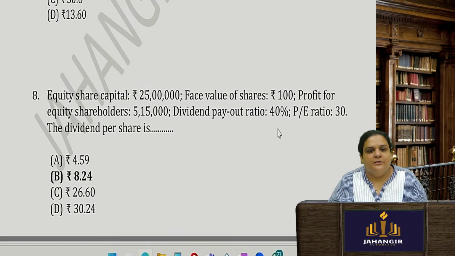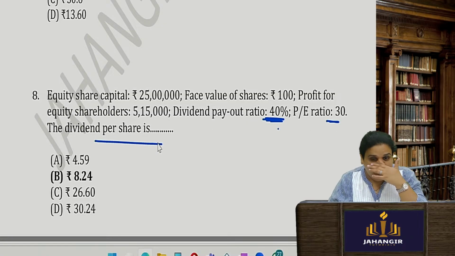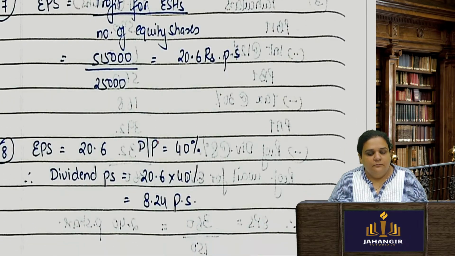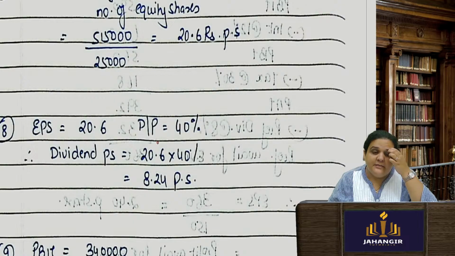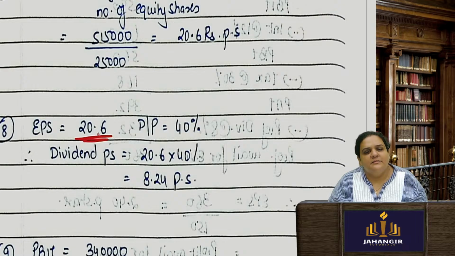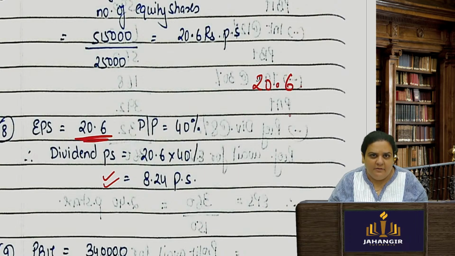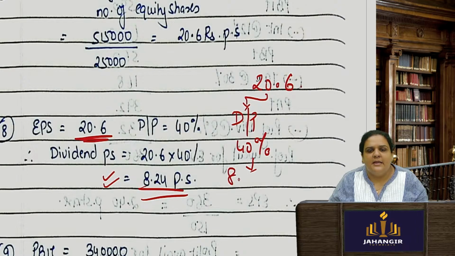Keeping this same information, dividend payout ratio is 40%. Price earning is 30 rupees. What will be the dividend per share? Dividend per share will be 40%. So earning per share I have already got, na? 20.6 into 40%. That will be my dividend per share. Whatever earning the shareholders are having per share, some is kept in form of dividend payout. 40% we are giving as dividend. So per share dividend will be 40% of 20.6. 8.24 per share will be the dividend payout.